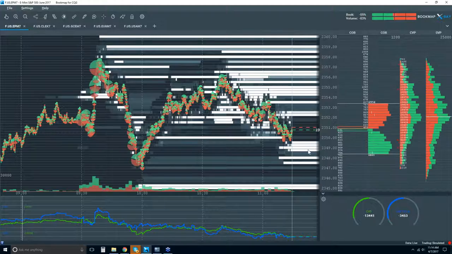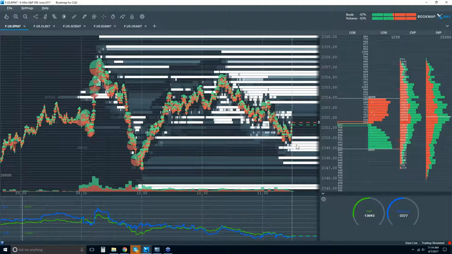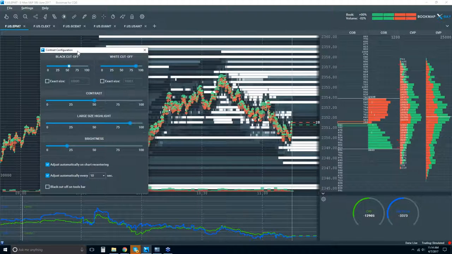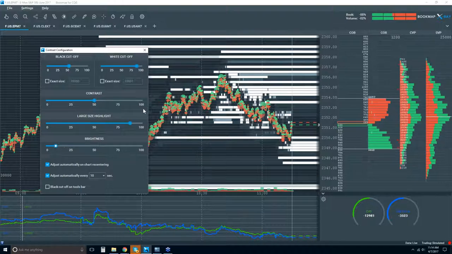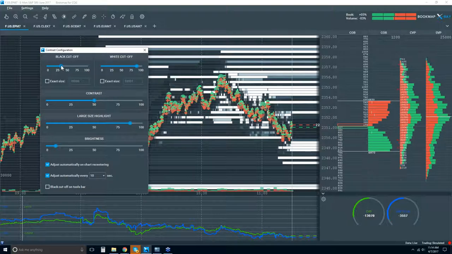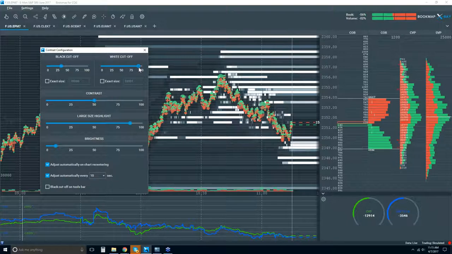And this heat map is not giving me a real good reading here. I don't like it. It's a little too bright for me. So I'm going to come up here. I'm going to click on the contrast configurations. I'm going to bring up the white cutoff a little bit. Okay. And I'm going to bring down that brightness. Okay, and let's play around with a little bit more here, because we're looking at some pretty high levels of liquidity here, and I'm just not getting a real good feel for it yet.